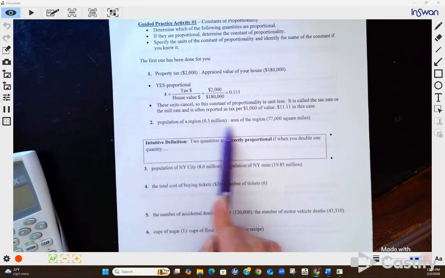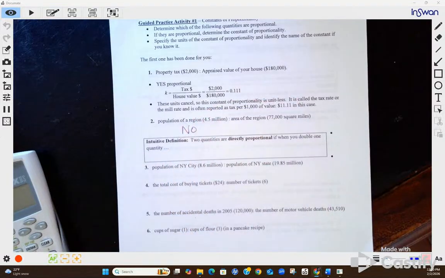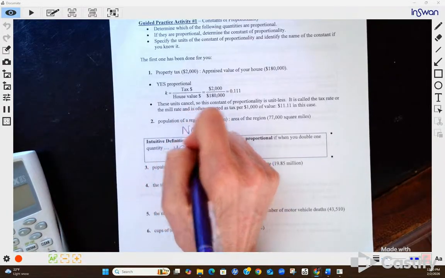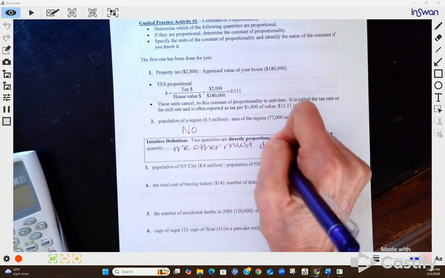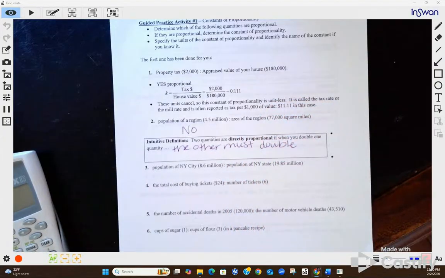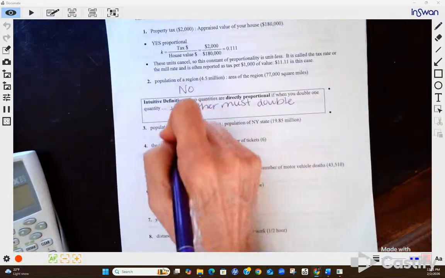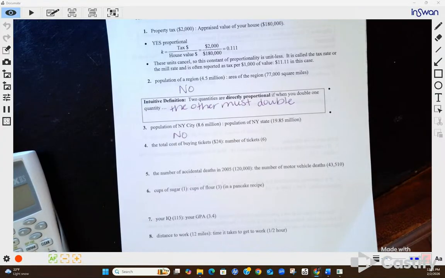Population of your region versus the area of the region. So these were not proportional. Just go back and look at when we went through that the first time. So two quantities are directly proportional if when you double one quantity, the other must double. The population of New York City versus the population of the state. Again, no, those were not proportional. The total cost of buying tickets and the number of tickets.